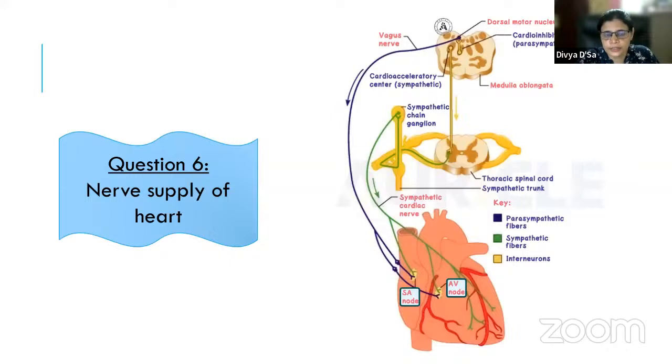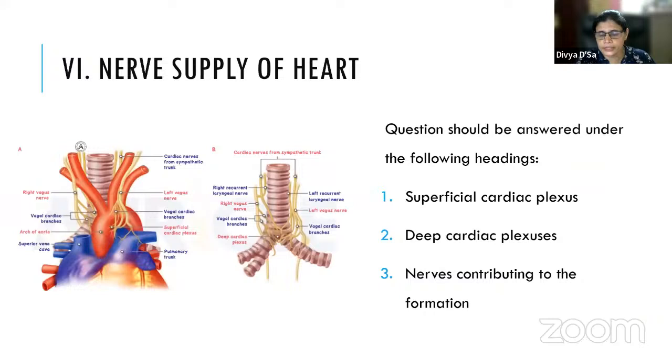Okay, coming to the short answers, the nerve supply of the heart. It has both sympathetic and parasympathetic supply. The parasympathetic nerves are derived from the vagus nerve, and they are basically cardio-inhibitory. Their stimulation causes slowing of the heart rate and constriction.